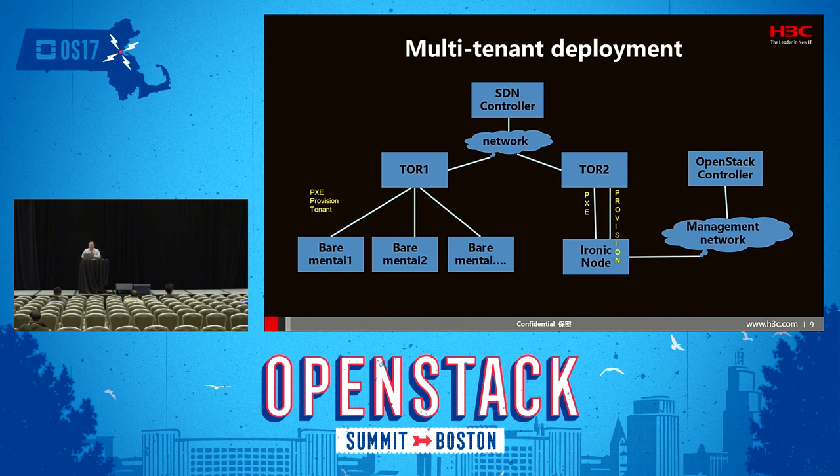This is a total deploy view of the solution. Bare metal will connect to the TOR directly, and every port of the TOR will experience the PXE, provision, and tenant networks. And the Ironic node has three network connections. It connects to the TOR with the PXE network and provision network. It also can communicate with the OpenStack controller.